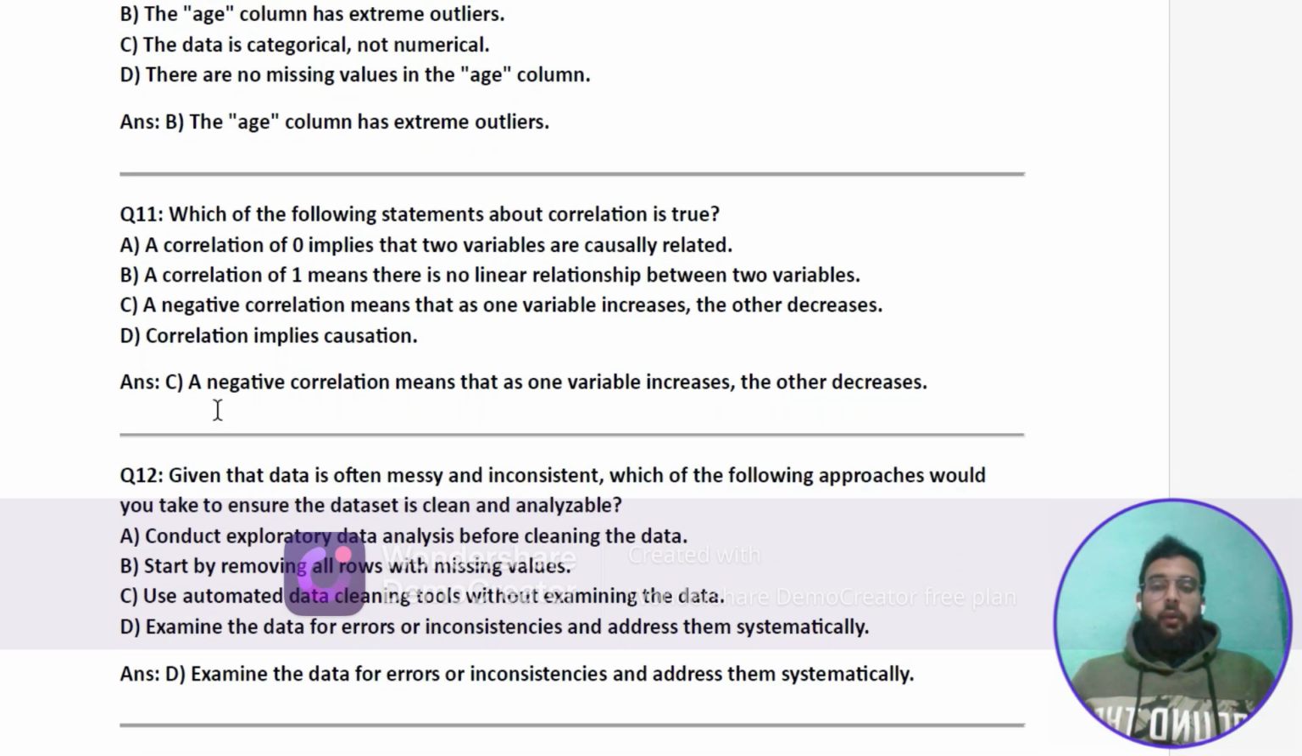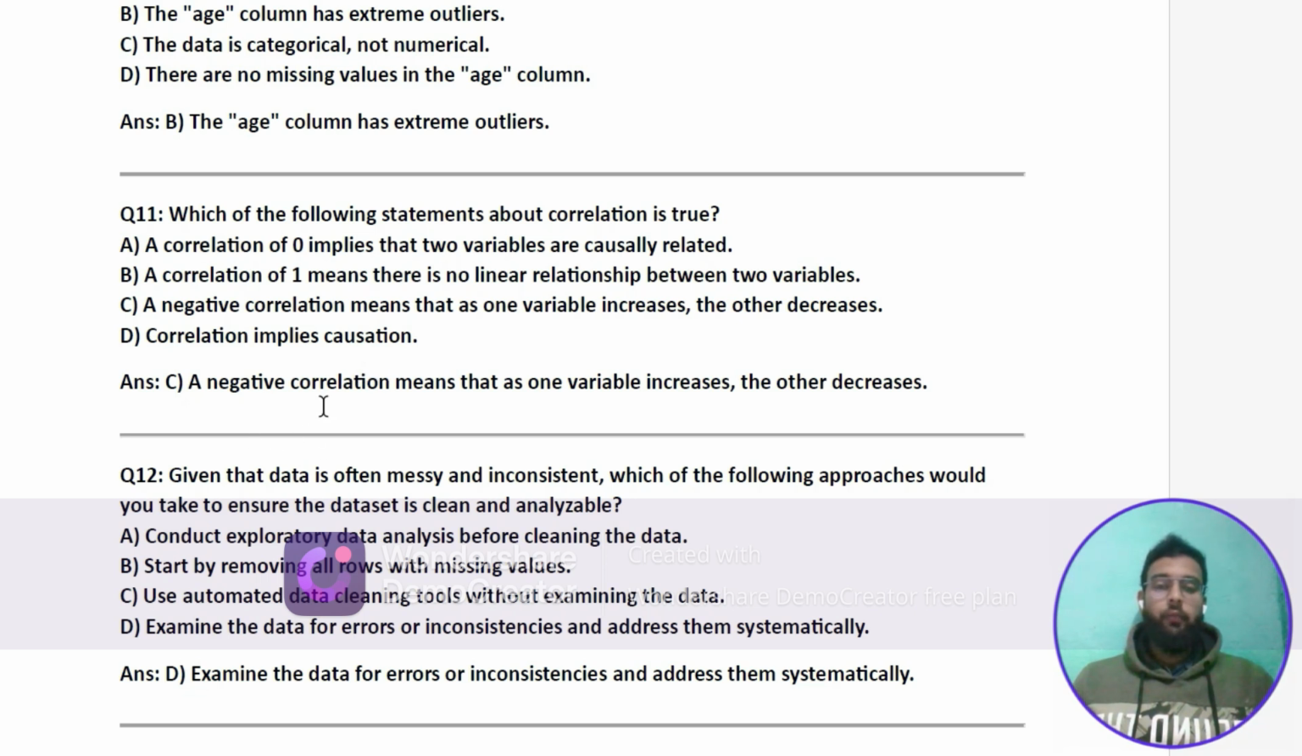Our 11th question is, which of the following statements about correlation is true? A. A correlation of zero implies that two variables are causally related. B. A correlation of one means there is no linear relationship between two variables. C. A negative correlation means that as one variable increases, the other decreases. And D. Correlation implies causation.